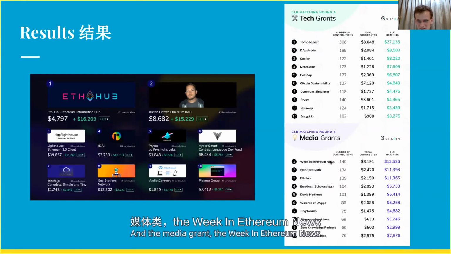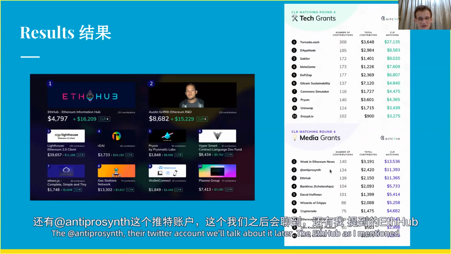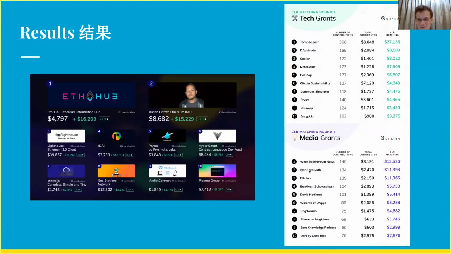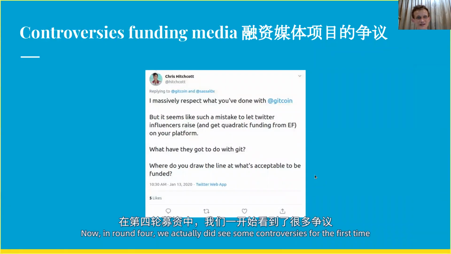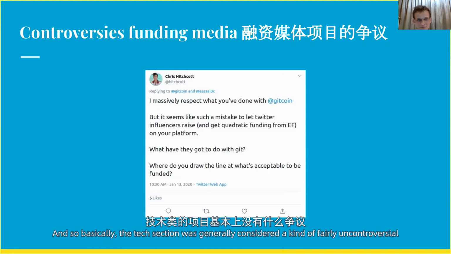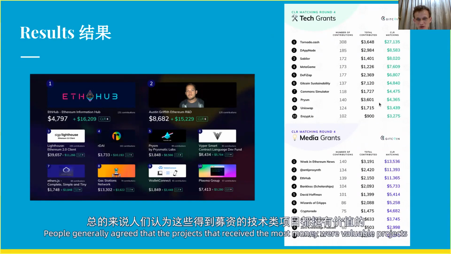And then media grants. Week in Ethereum News is just a newsletter that collects Ethereum related news. Anthony Sassano, a Twitter account; we'll talk about him later. ETH Hub, as I mentioned. So a lot of great projects on both sides. Now, in round 4, we actually did see some controversies for the first time. The tech section was generally considered fairly uncontroversial. People generally agreed that the projects that received the most money were very valuable projects.